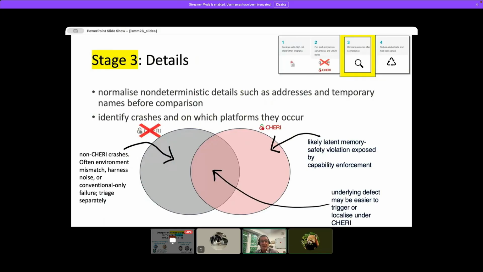So if you look at this Venn diagram here, these are the bugs from the non-CHERI runtime. Here's the bugs from the CHERI runtime. And where there's an intersection, then that's definitely a bug that's triggered in both cases. Where we only see bugs in CHERI, that's a memory safety violation that's exposed by the enforcement of our memory safe runtime. And sometimes we get crashes in the non-CHERI world that we don't see in CHERI. And again, we'll look at these separately and see where they come from.